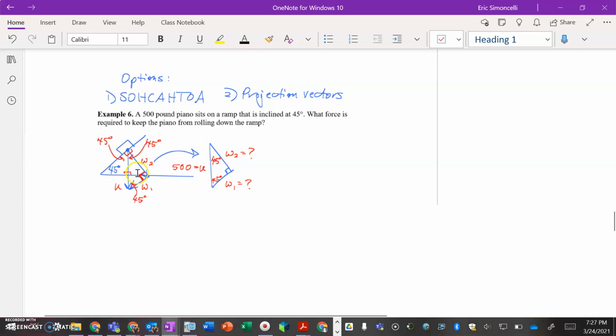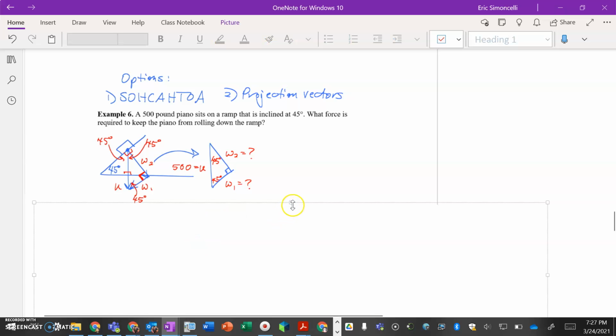As a matter of fact, you've got several of them. Again, W sub 2 is the force perpendicular to the ramp, while W sub 1 is the force that will be required, equal and opposite, to keep this piano from sliding down. You want to push it up. So equal and opposite will at least hold it on the ramp at that point. Okay, so we are going to use SOHCAHTOA for choice or option 1.